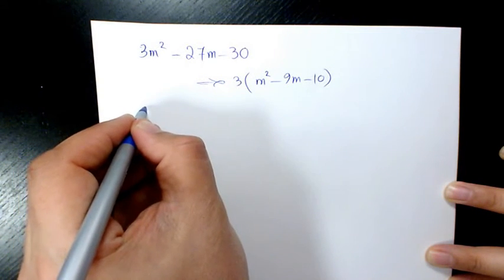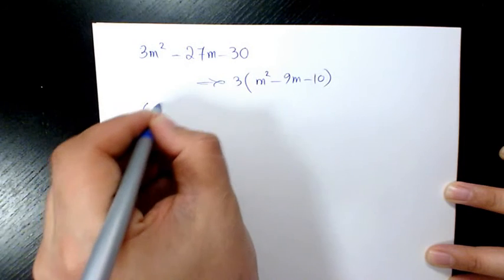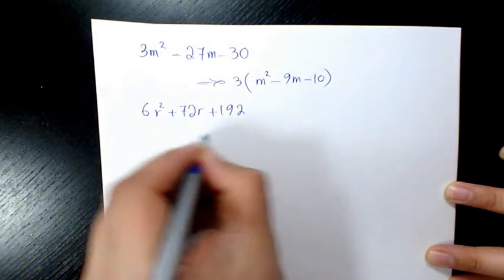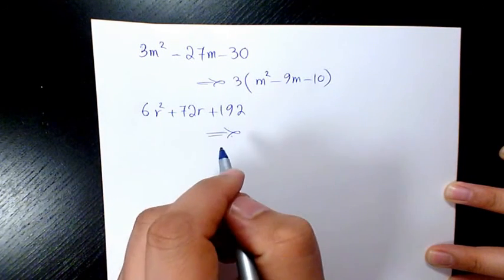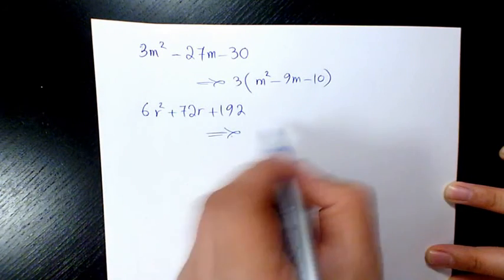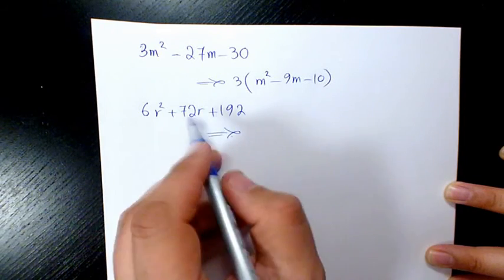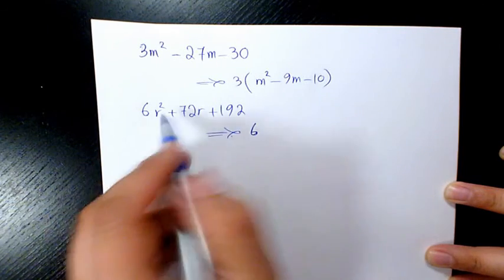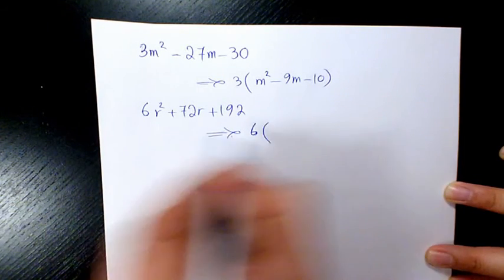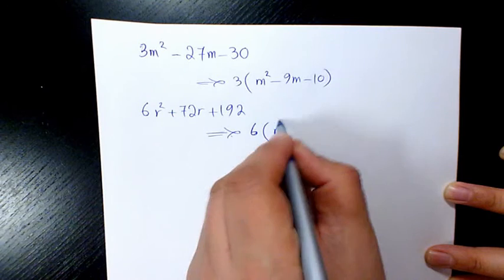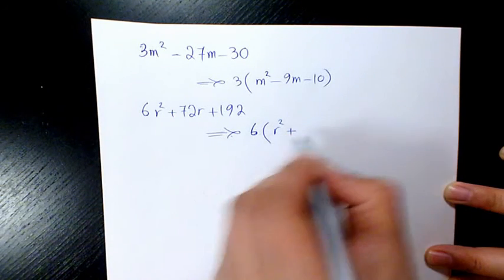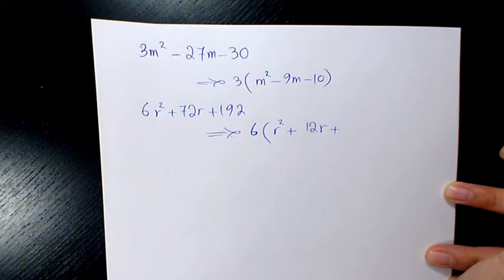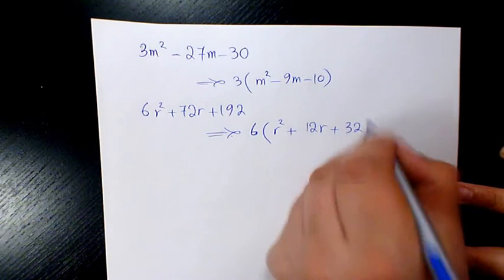Next one is 6r squared plus 72r plus 192. Here you cannot factor r, but you can factor 6 because the GCF for these three numbers is 6. So 6r squared divided by 6 is r squared. 72r divided by 6 is going to be 12r. 192 divided by 6 is going to be 32.